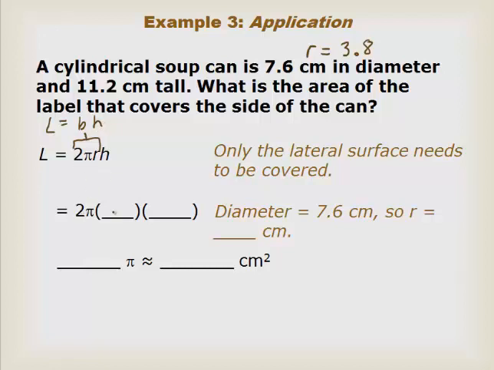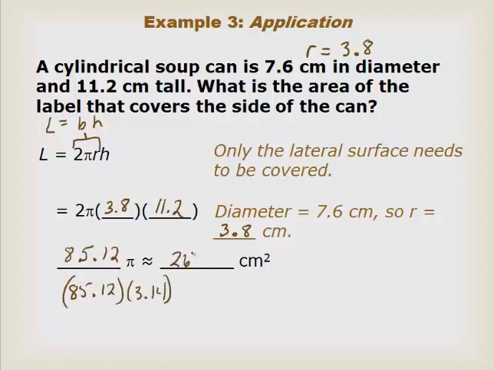So we have 2 times pi times r, which we decided was 3.8, times our height, which is 11.2. We've already talked about how half the diameter is going to equal the radius. Multiply these together. We're going to get 85.12 pi. 85.12 times 3.14. And your answer is 267.3 centimeters squared.